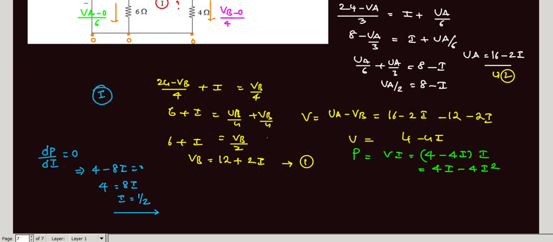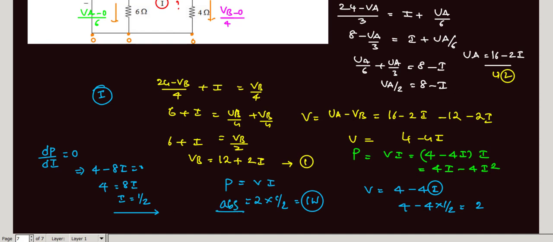I equal to half. So now what is the power? Power equal to V into I. So I know I. What is the voltage here? Voltage equal to 4 minus 4I. What is the optimum value of I? 1 by 2. So 4 minus 4 into half, that equals 4 minus 2, 2. So voltage is 2, current is half, that equals 1 watt. Power is 1 watt. So power absorbed is 1 watt.